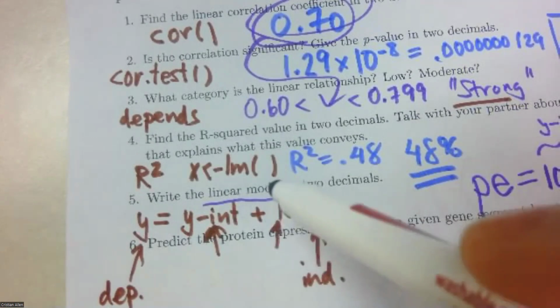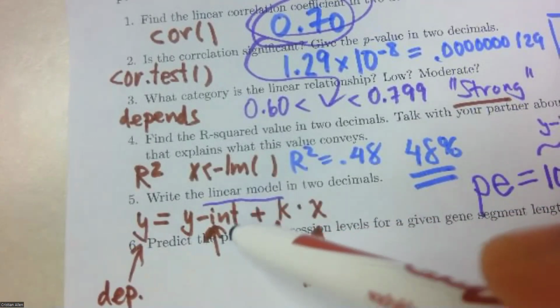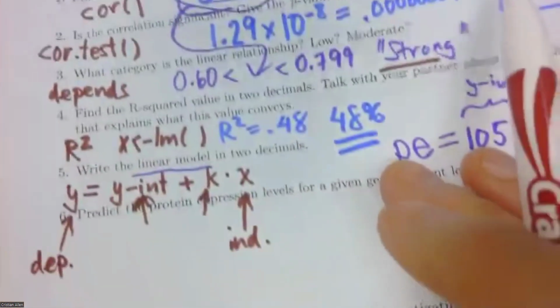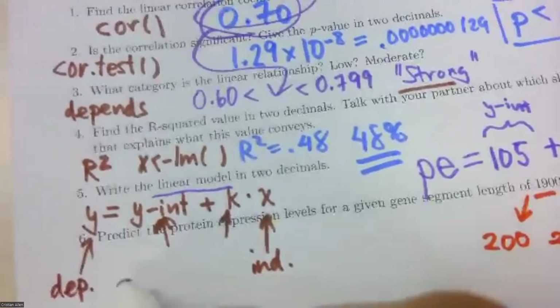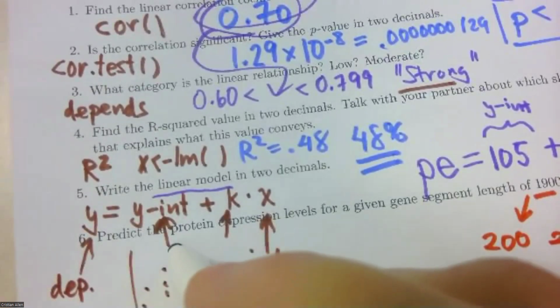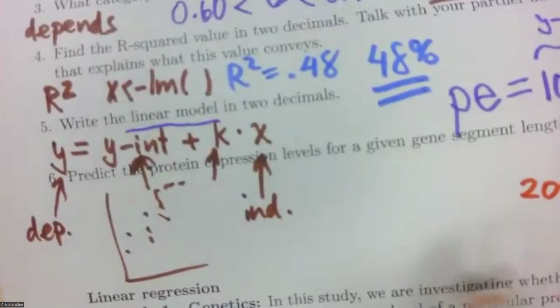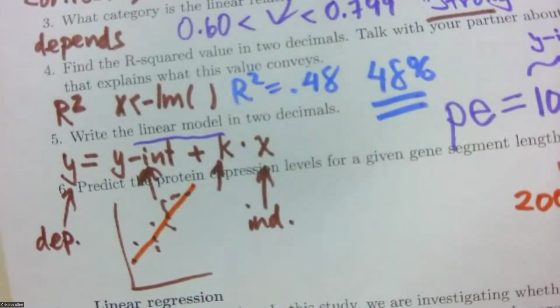So the whole idea of correlation coefficient, or sorry, regression, linear regression, is that we're going to predict. We're going to try to predict, because if something is linear, then we would draw this line of best fit, and then we would do prediction with that.